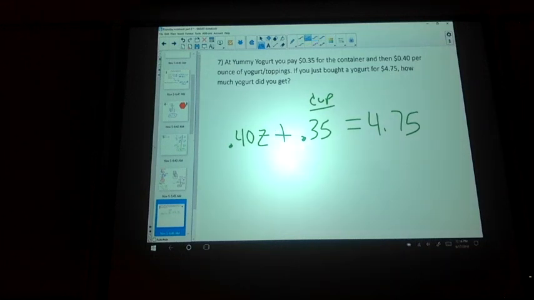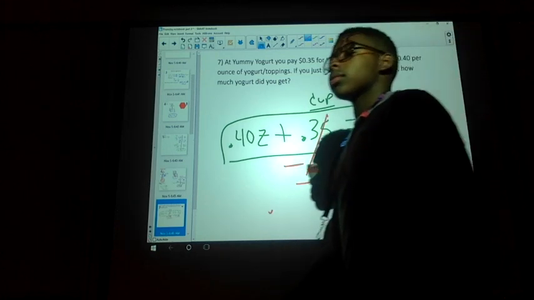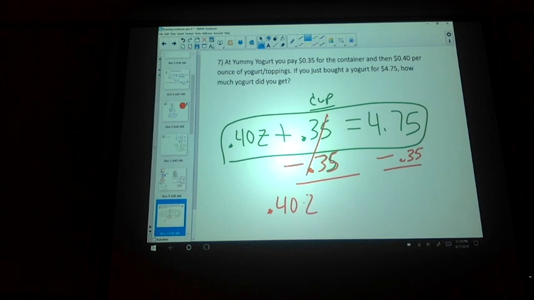All right, so how should I start solving this equation? Thoughts? Subtract what? 0.35. Awesome. Subtract 0.35 from both sides. So I'm going to subtract 0.35 from both sides. That's going to cancel, so that leaves me 0.4z, and z represents ounces.